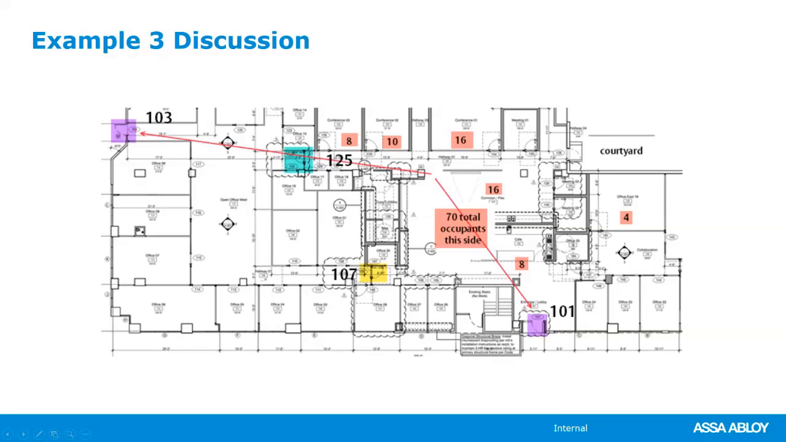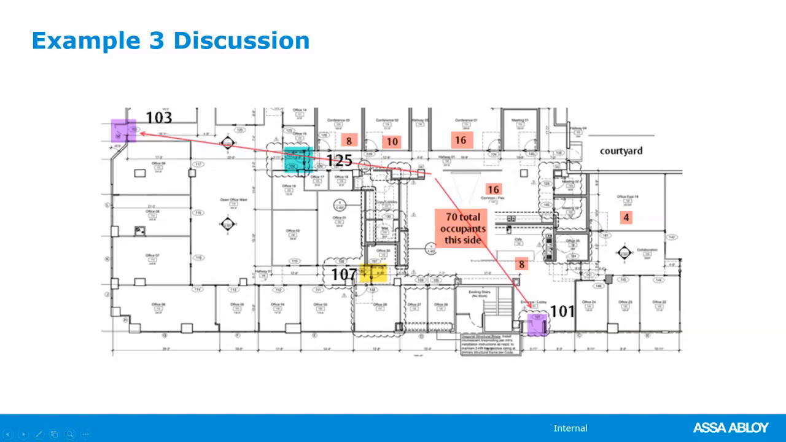Now, why is this still business? I've got 70 total occupants on this side. It's over 50 people. Why is this not Group A assembly? It's business because each of these small rooms do not add up to 50 individually. And so unless I have a large conference room where I've got 50 or more people, or unless I've got a big meeting space or dining area, all of these are very small.